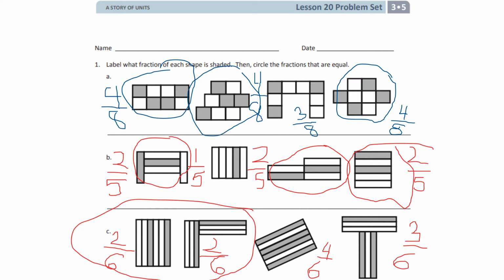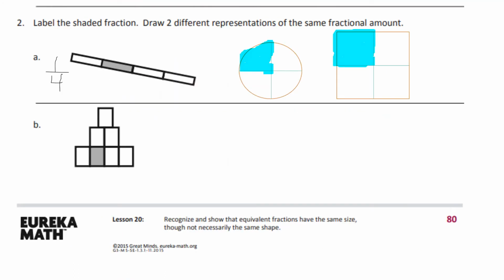So let's continue. Over here, you can see I did the first one. It said label the shaded fraction, draw 2 different representations of the same fractional amount. Here, you see I wrote what it is, 1/4, and I drew 1/4 as a circle and 1/4 as a square. Now it's your turn to do B.